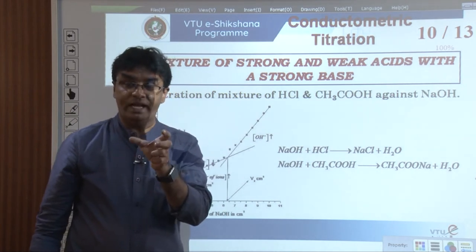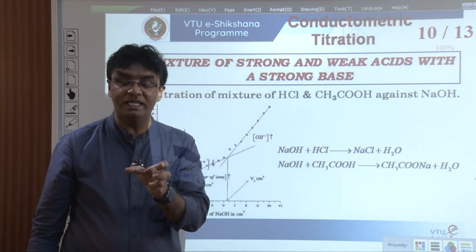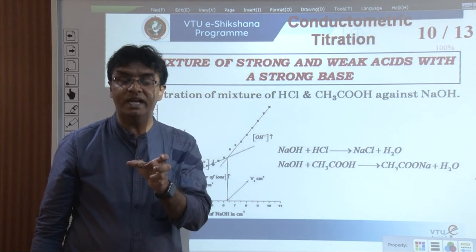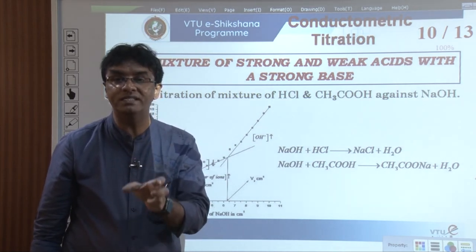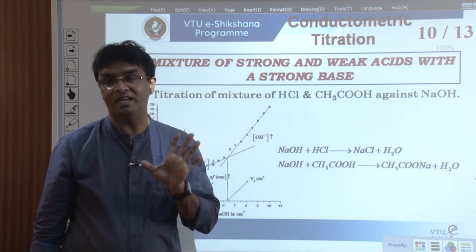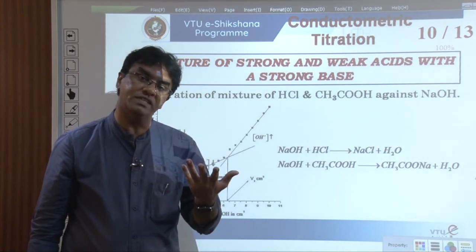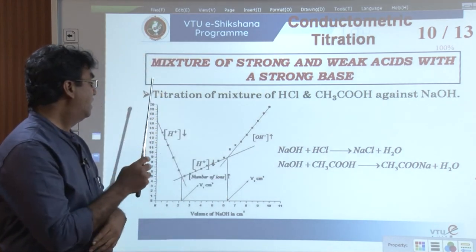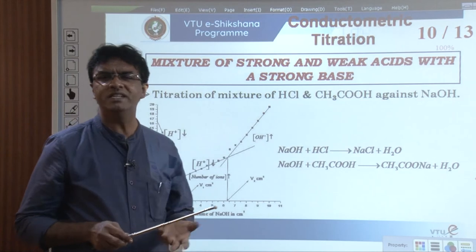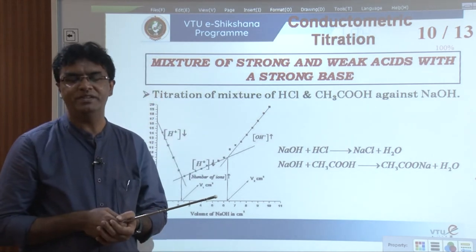Therefore, when we dip the conductivity cell in the acid mixture, the conductance in the beginning is only due to the conductance of H plus ions of HCl. And H plus ions of HCl generally show high conductivity, therefore you are going to get a high conductivity of around 16 or 17 or 18 Siemens per meter. You can note it down.